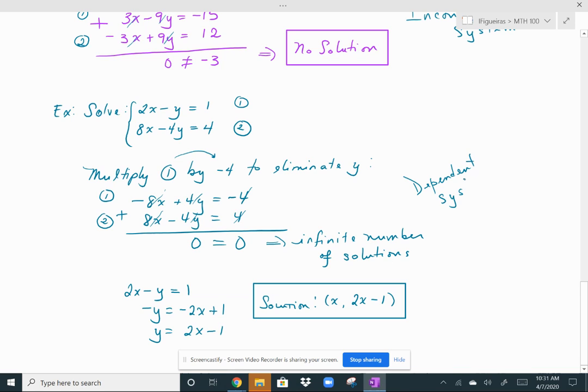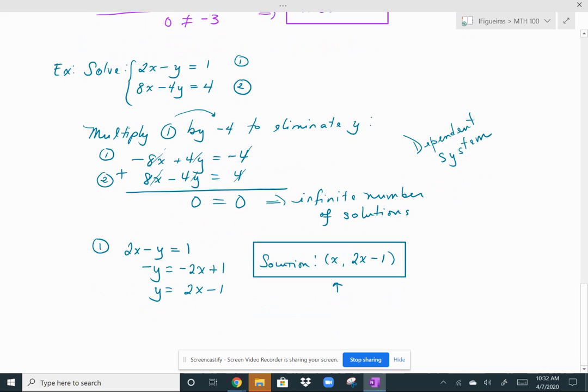Okay, so how do you express the solution to a dependent system? The first coordinate is always x, and the second coordinate is one of the two equations solved for y. It doesn't matter which one you choose. I chose equation 1 and solved it for y. If you chose equation 2, you should get the same exact answer. So when you take equation 1 and solve for y, you subtract 2x from both sides, multiply both sides by negative 1, so you get y equals 2x minus 1, and that's exactly what you put in here. 2x minus 1 is the y value. So your solution is x, 2x minus 1.